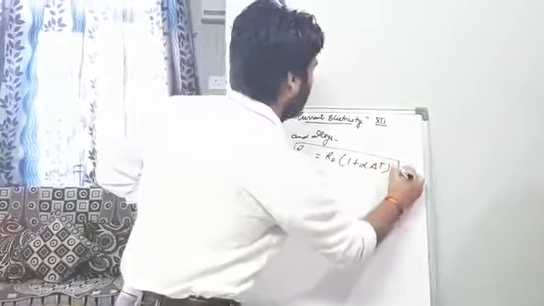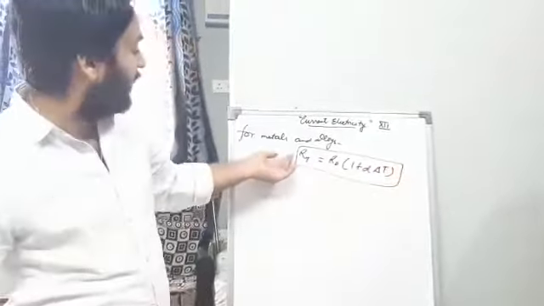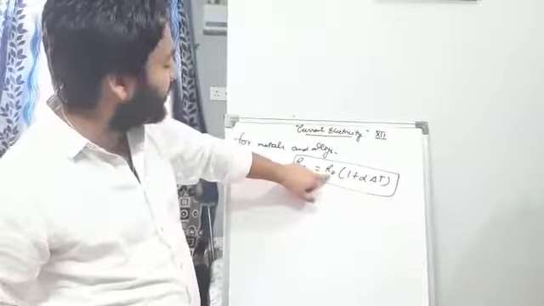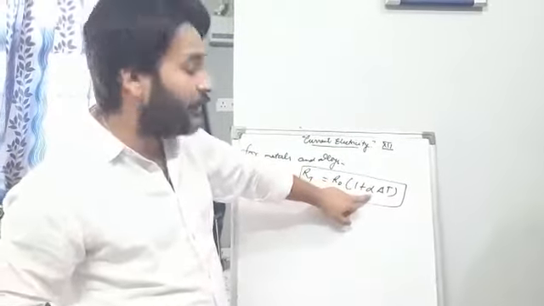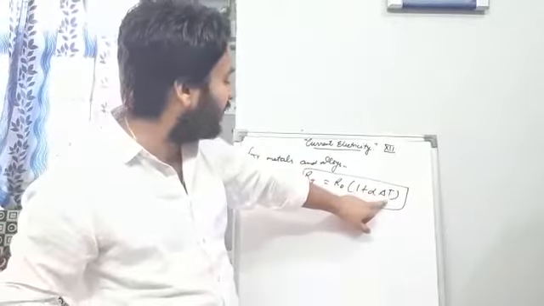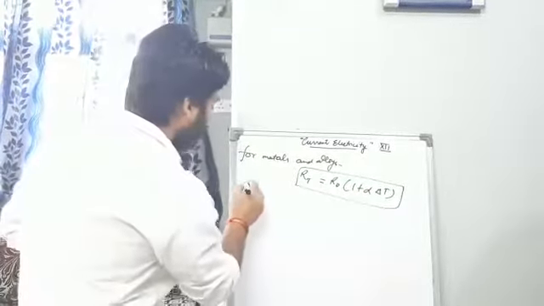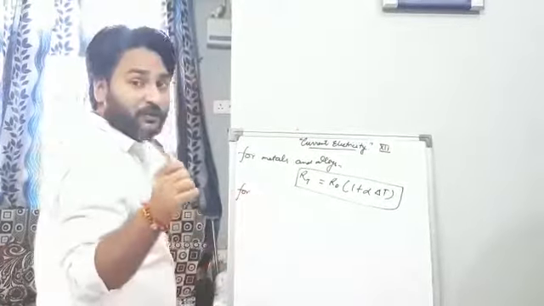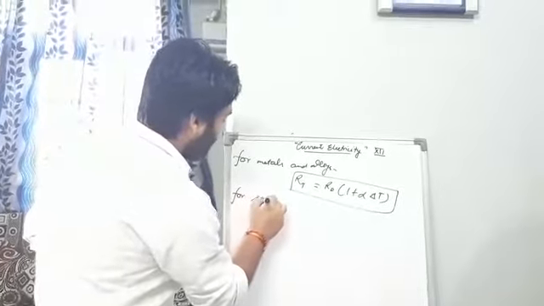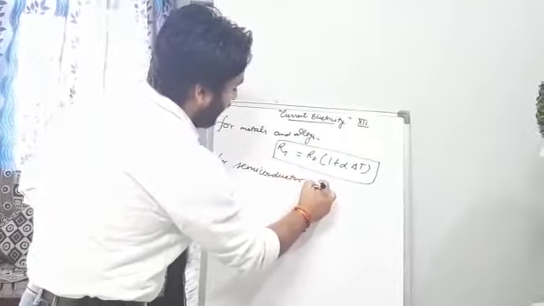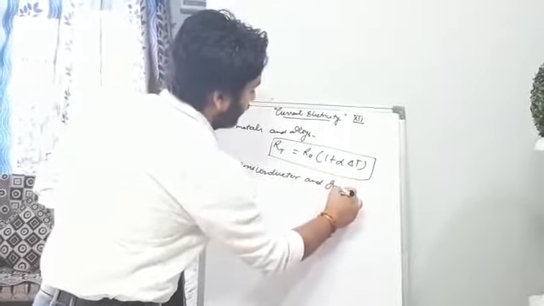And you know the significance of every symbol: R_T is the resistance at T degrees Celsius, R_0 is the resistance at 0 degrees Celsius, alpha is the temperature coefficient of resistance, and delta T is the change in temperature. Today we will discuss the temperature dependency of resistivity for semiconductor and insulator.